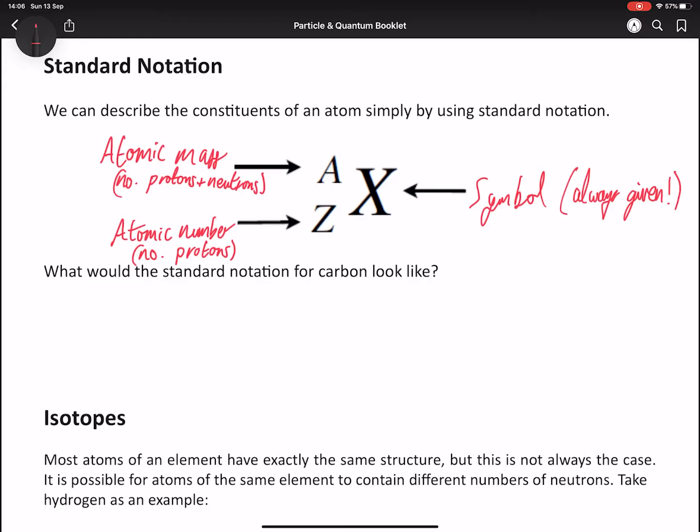So if we were to consider a basic element like carbon, carbon will have 12 nucleons and 6 of which are protons, which tells us that 6 of them are also neutrons. But we could have a different variant of carbon. We could have carbon-14, which would have a mass number of 14, indicating that it actually has 8 neutrons instead. Now this is an isotope.